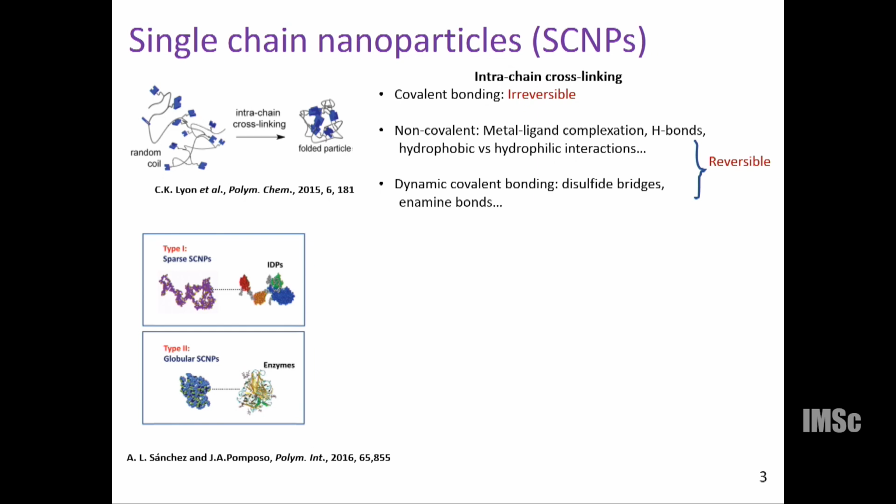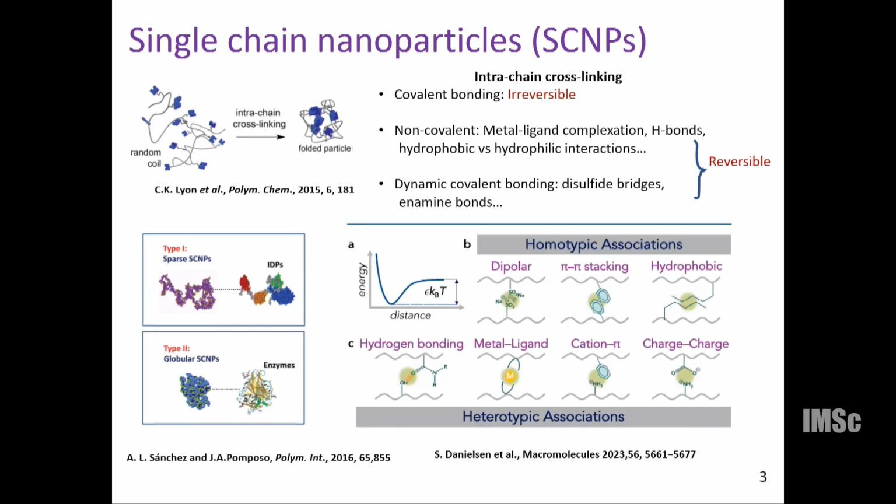Another interesting aspect of studying SCNPs is their biological relevance. For example, if you solvate this SCNP in a good solvent, then the aggregation of these monomers makes them form extended configurations, or sparse SCNPs. Experimentally, people can study their structures, and when you match their form factors, they are similar to intrinsically disordered proteins. Similarly, the globular morphology can serve as a model for mimicking enzymes. So they have these biological relevances.